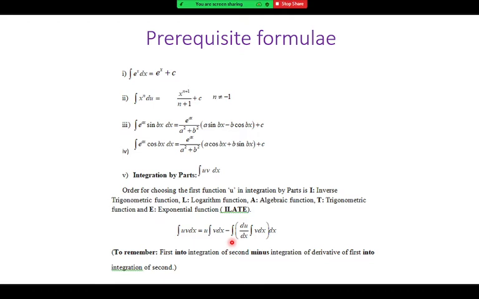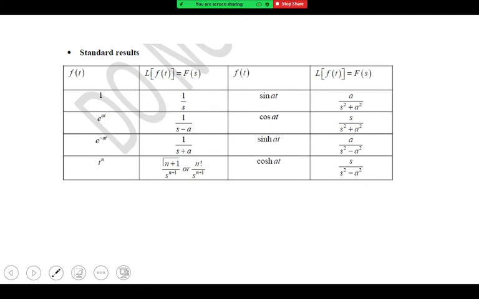Okay. So this is the last part of today's session. Here is a list of standard results and their Laplace transform. The Laplace of 1 is 1 by s. Laplace of e raised to at is 1 upon s minus a. Laplace of e raised to minus at is 1 upon s plus a. Now these are 4 results, and these 4 in total make 8 maximum results that you have in your syllabus. So that you have to remember.